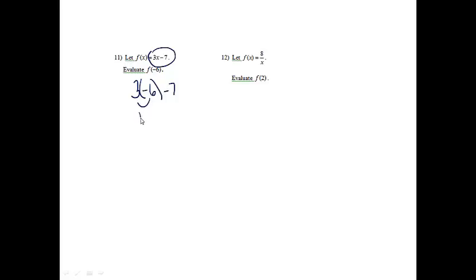This means multiply. So 3 times negative 6 is negative 18. Minus 7 is negative 25. And then the second one, evaluate, let f of x equal 8 over x. Evaluate f of 2. We're going to replace the x with a 2, so I'll have 8 over 2, which means 8 divided by 2, which is 4.